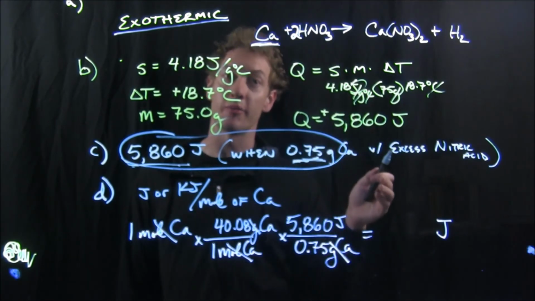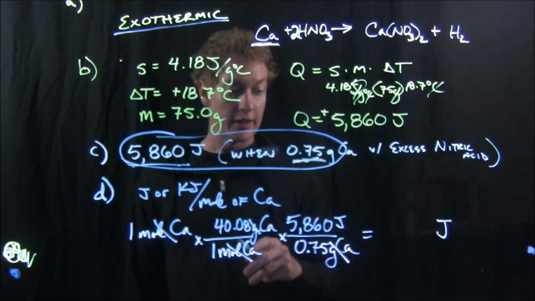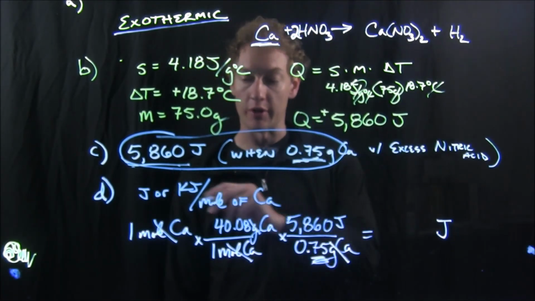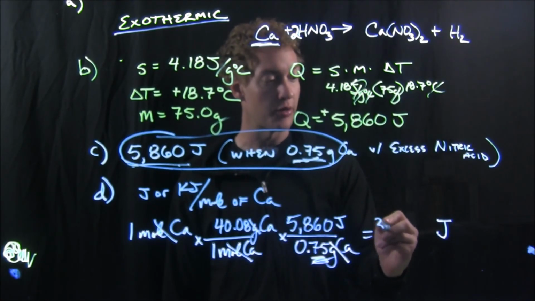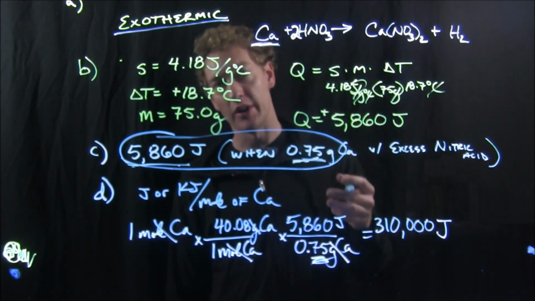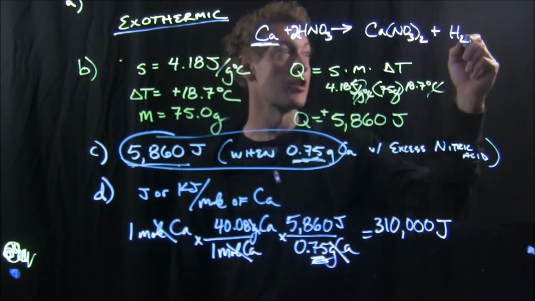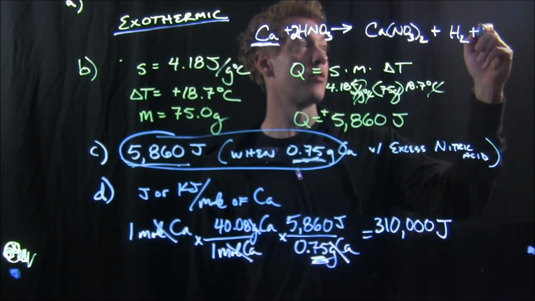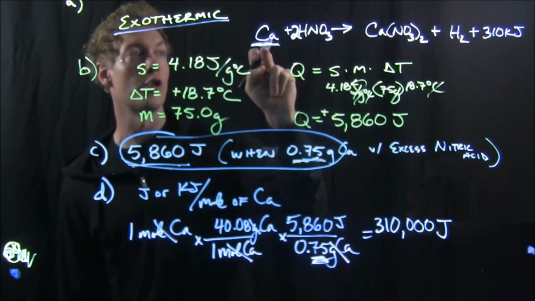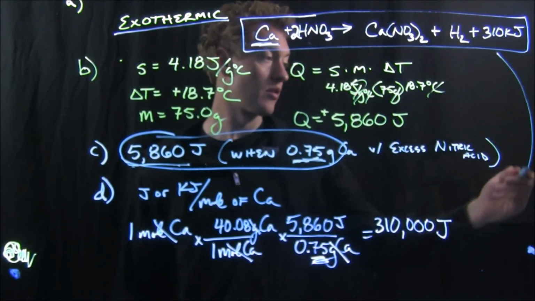So as long as I don't make a mistake punching it in a calculator, whatever answer I get here has to be true. Because of that 0.75 down there, I'm going to round my answer to 2 sig figs. When I put this into a calculator, I get 310,000 joules. Just because it's the way they normally do it, and that's a really big number, I'm going to convert that to kilojoules before I put it in my equation. So I'm going to put it in as a product of 310 kilojoules of energy for every 1 mole of calcium and 2 moles of nitric acid. So that is my final answer to part D.